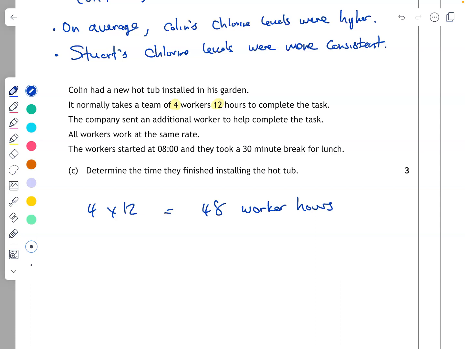Okay, so the question is now, if there is an additional worker, so that's 5, how long would it take? Well, if you've got 5 workers requiring 48 worker hours, you would do 48 divided by 5. And we're going to get 9.6 hours.